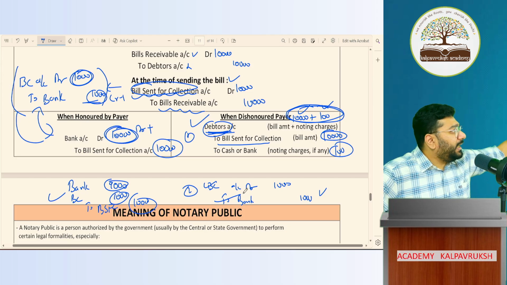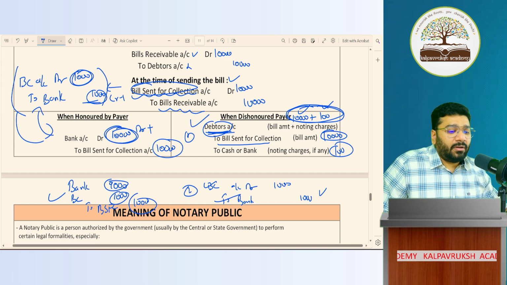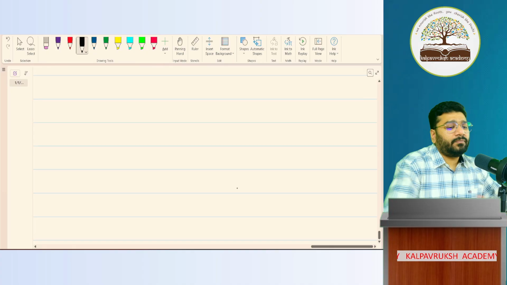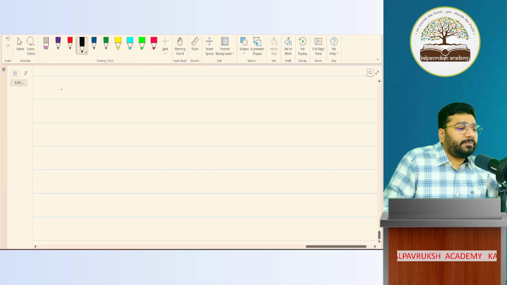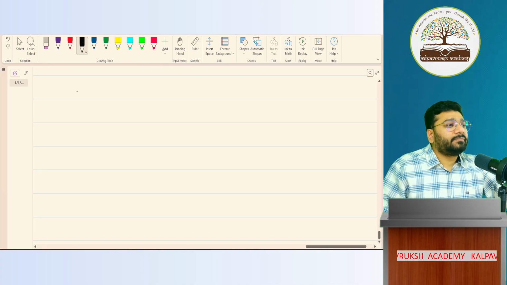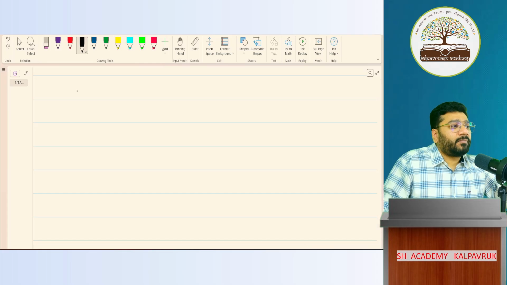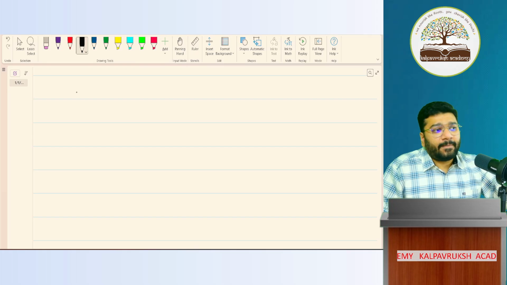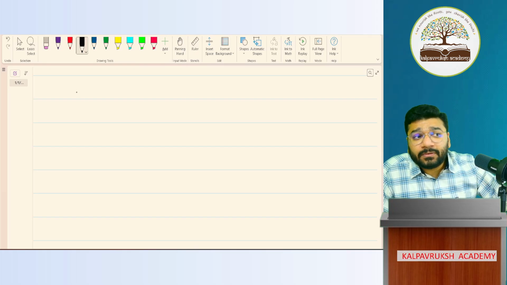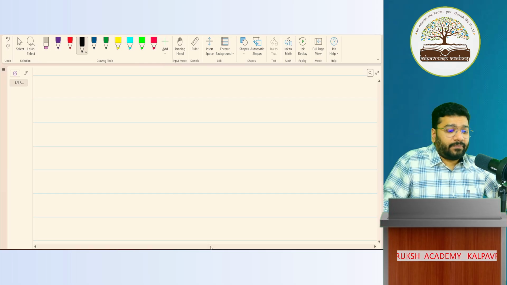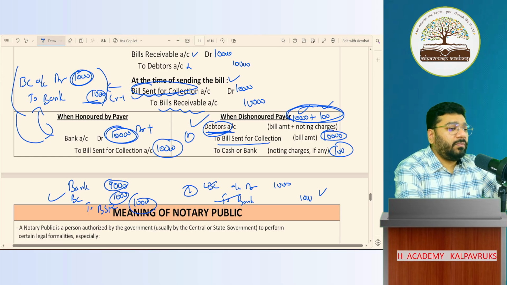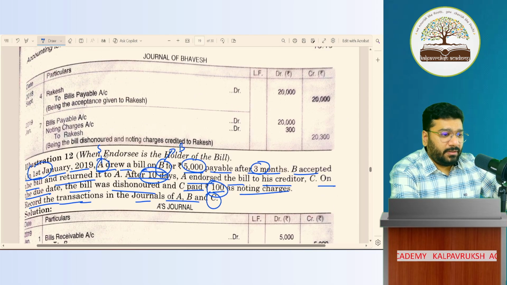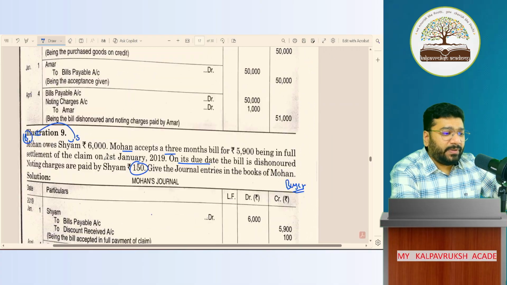If this is not understood, can I do it in the form of an example on the whiteboard? Okay, let's do it. Along with me, do it. What he's telling is, previous example we did, no? Last class.